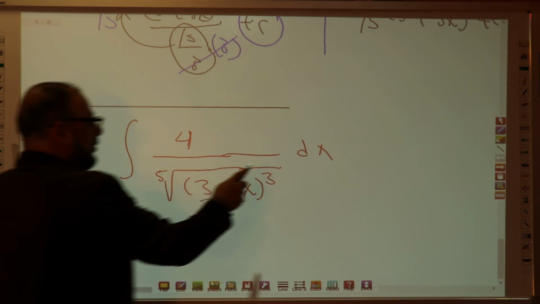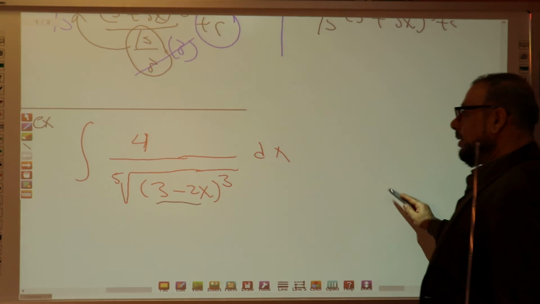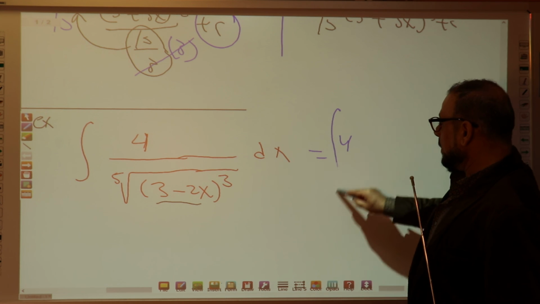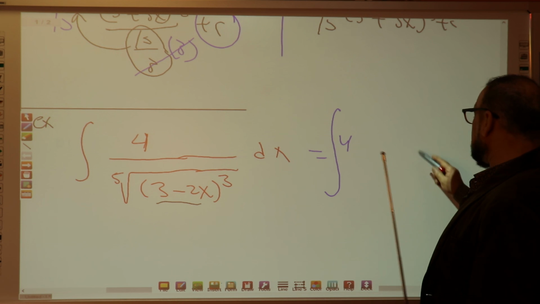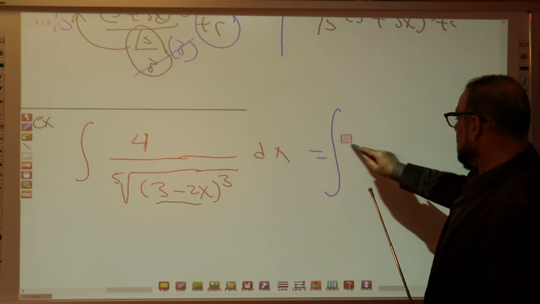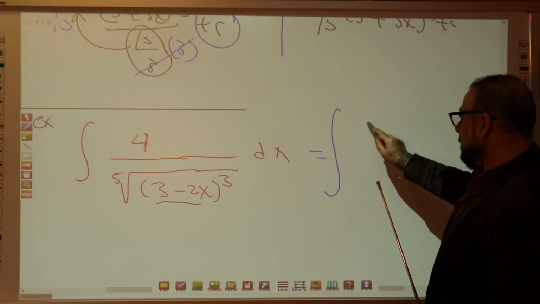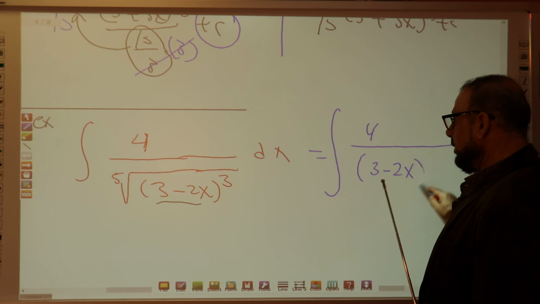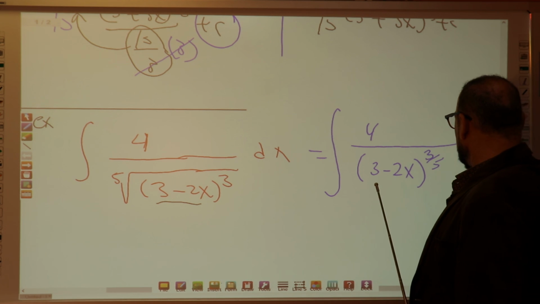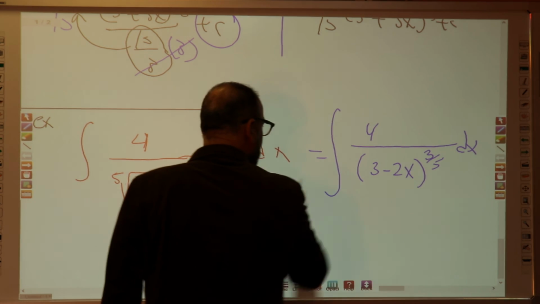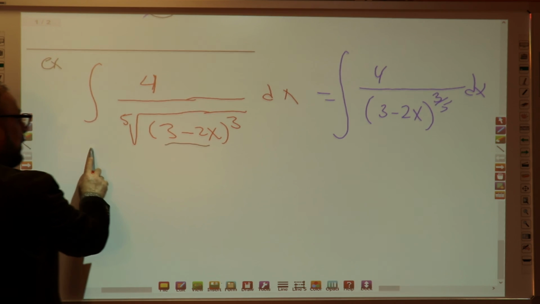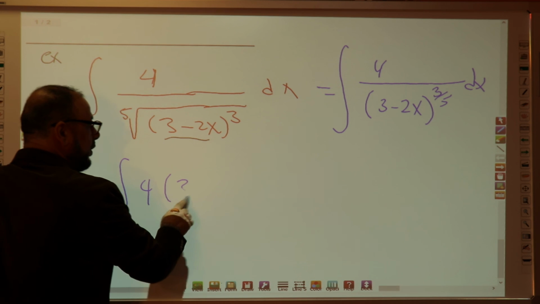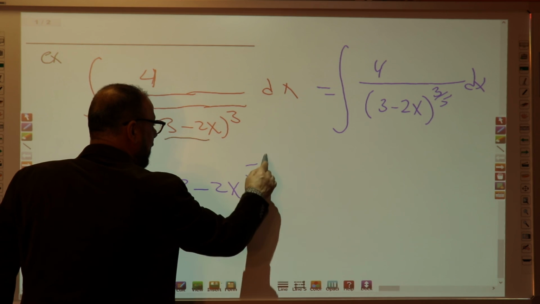Okay, what's the first step, Mr. Ismail? Turn it into exponential form. 4, I can take the 4 out, but I can leave it in also. Here, (3 minus 2x) to the 3 fifths dx. Then take it up. Right? The integration of 4 times (3 minus 2x) to the negative 3 fifths dx.